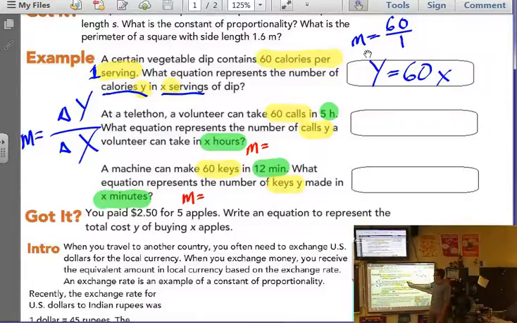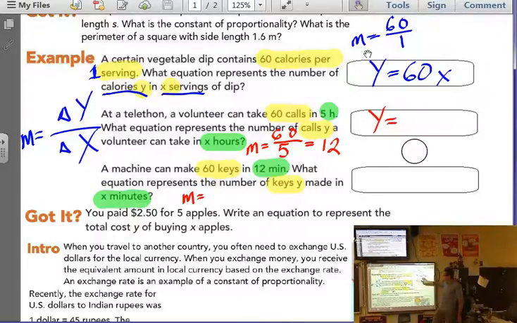Yeah, because 60 is my y value, so that's got to go on top. Sorry, my smart board's being real goofy. 60 over 5, you said. That gives you calls over hours, and then if you divide them both by 5, then there's 1 hour, and it's 12. Yeah, so we get 12, which is actually, like Kylie just said, our unit rate, because it's calls per hour. Remember, our constant of proportionality is the unit rate. So this becomes y equals 12x.